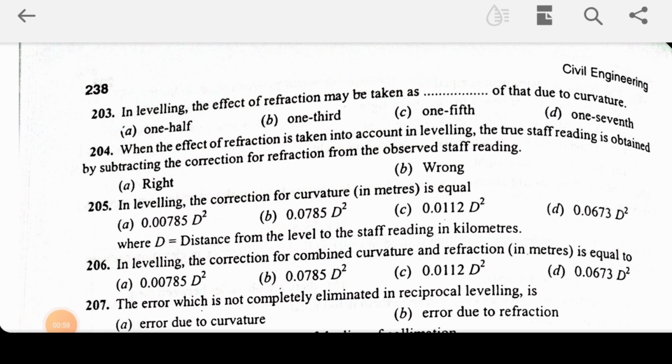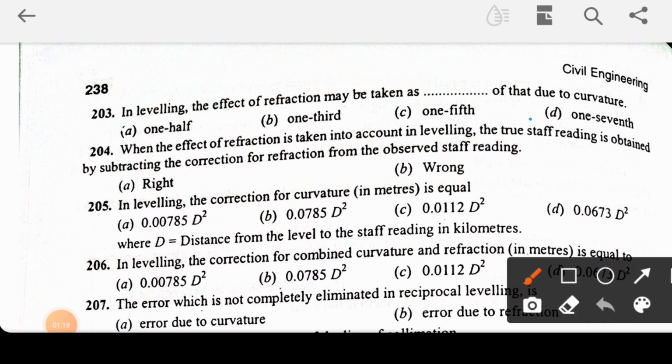तो चलिए अभी स्टार्ट कर रहा हूँ। 203 नंबर क्वेश्चन। In leveling, the effect of refraction may be taken as 1/7 of that due to curvature.